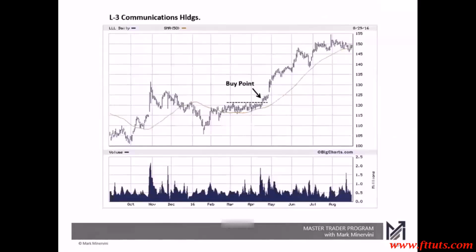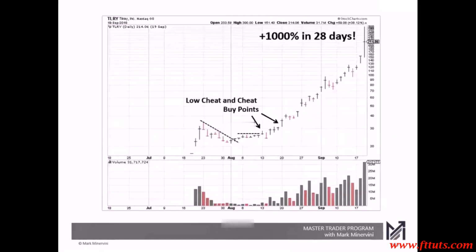Let me show you another one. So also, this would probably qualify. Let's qualify it as a cheat. I think probably not a low cheat, but this is just tightening on the right side here. Just going to show you a few more examples.